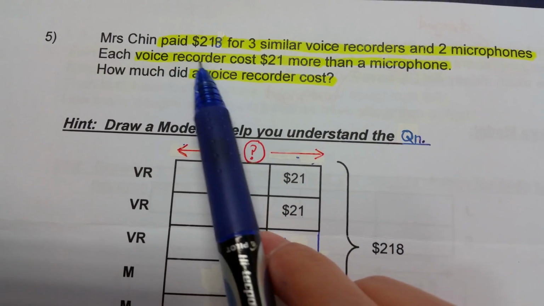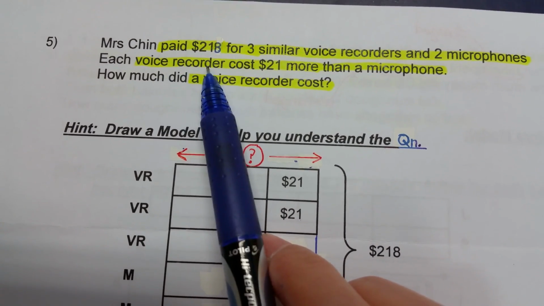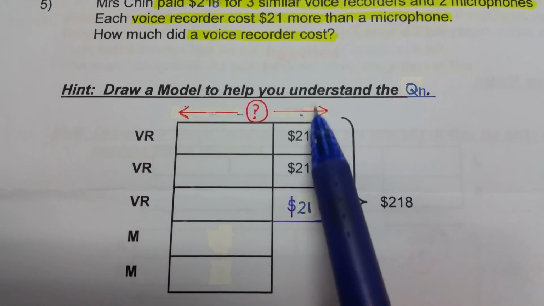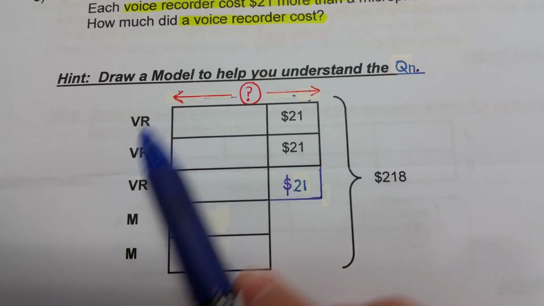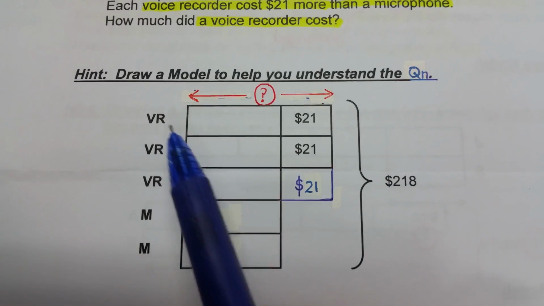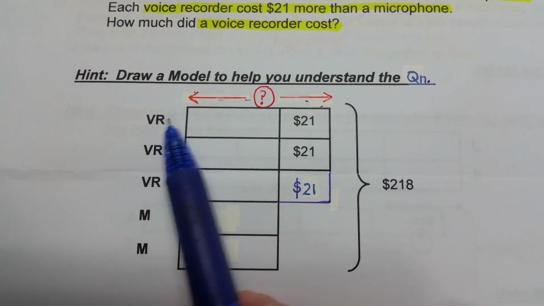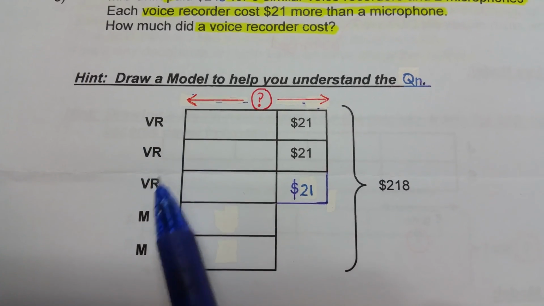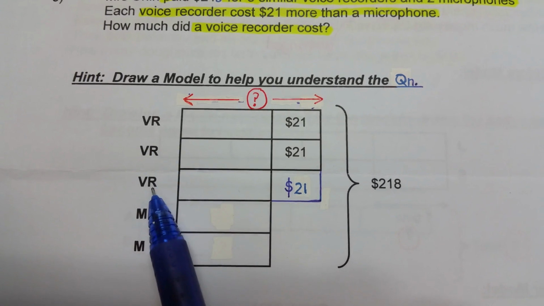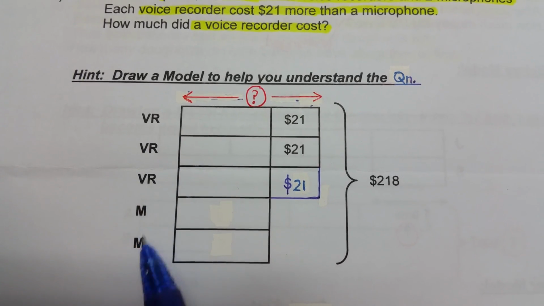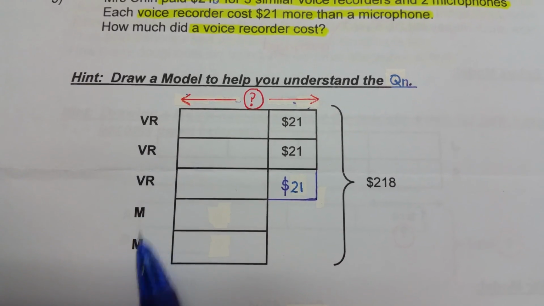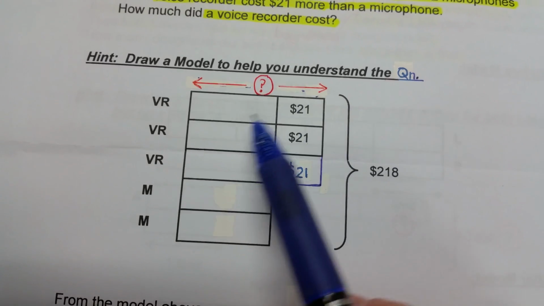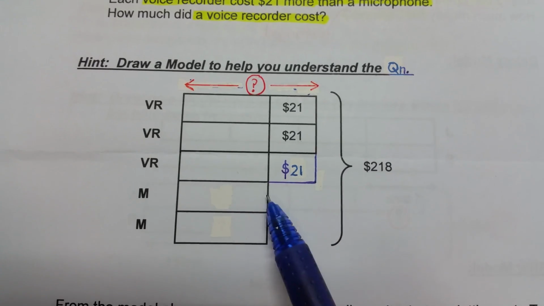Now this question involves comparing the price of a voice recorder and a microphone. So definitely a comparison model will be helpful. So you will show 3 VR to represent voice recorder. So you bought 3 of it. Mrs. Chin bought 3 of it, and she bought 2 microphones. So there are 2 M here to represent the 2 microphones. But you have to make sure that your microphones are shorter.